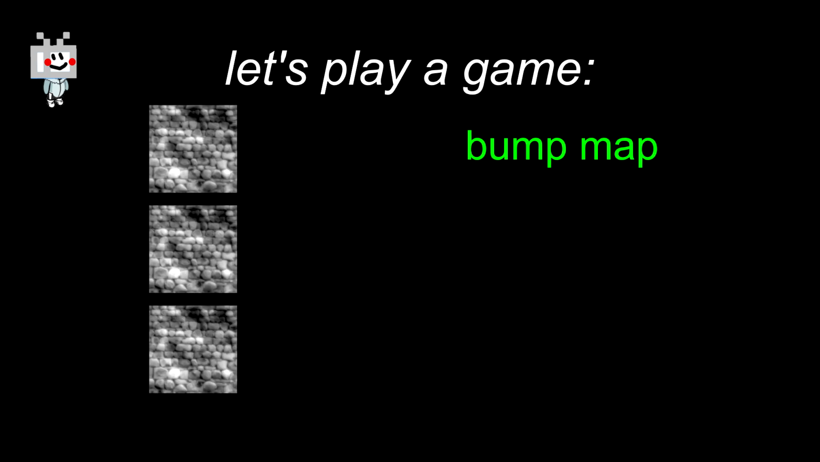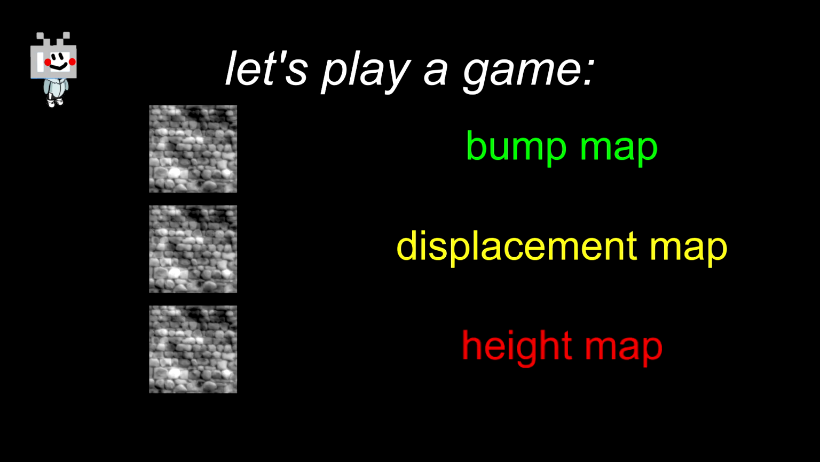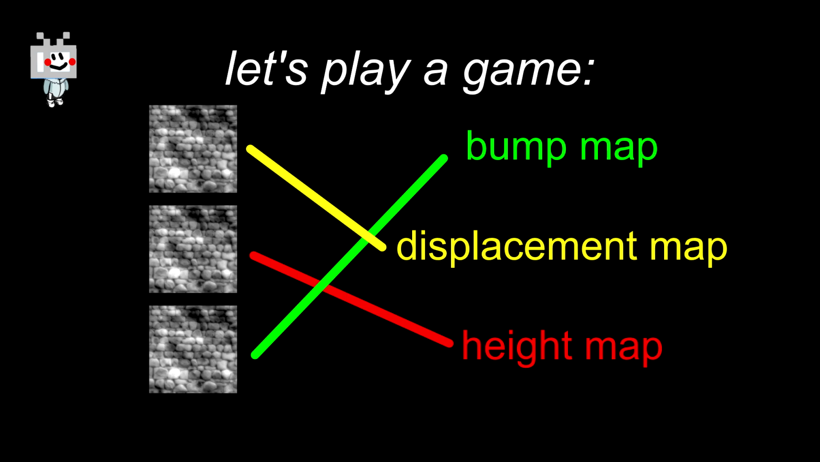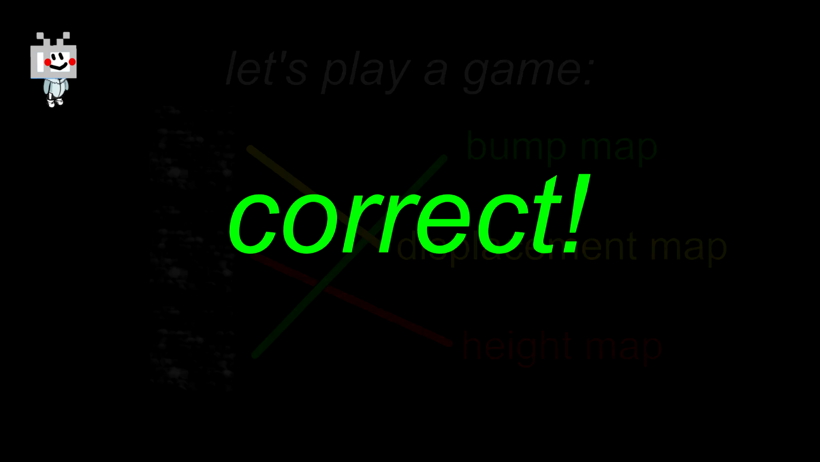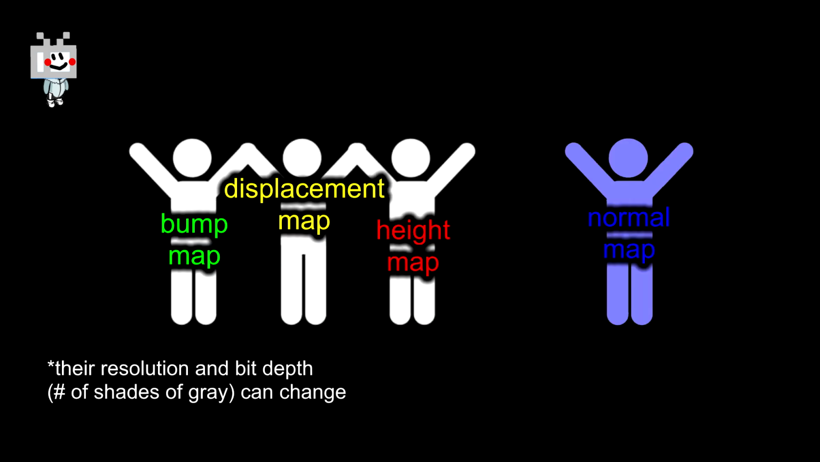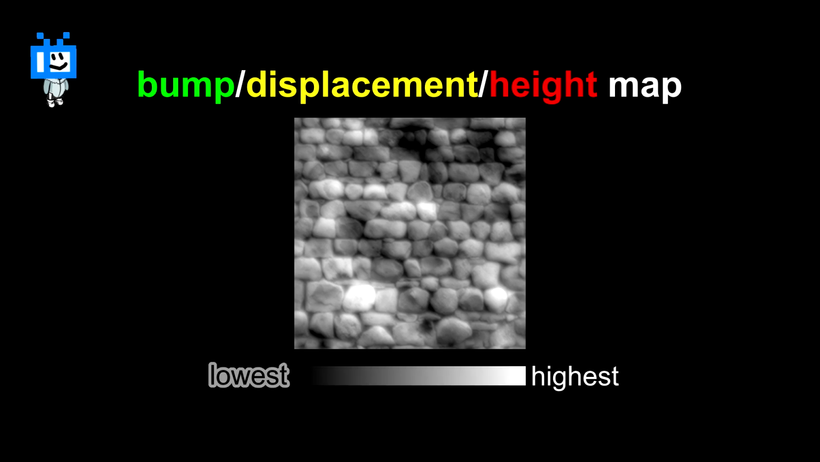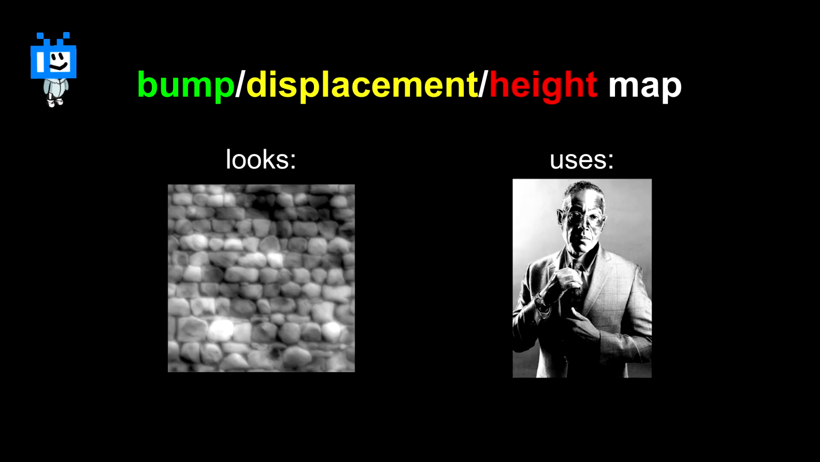Let's play a game. Here are 3 maps. One of them is a bump map, one of them is a displacement map, and the other one is a height map. Can you match them? If this was your guess, then you might be right. Or not, I don't know, because they're all the same. All 3 are black and white maps, where the color determines the height. The only difference is what they're used for.